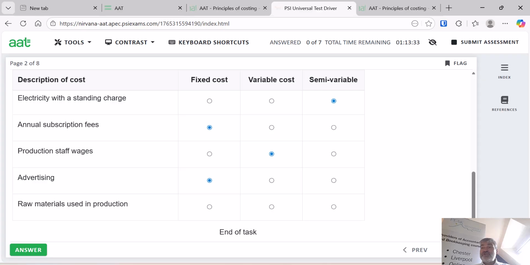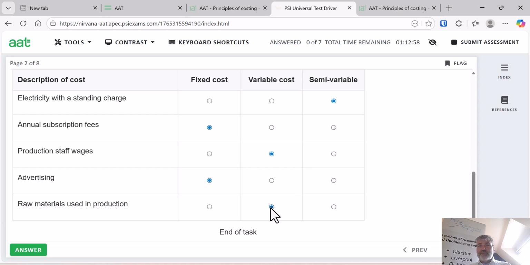Raw materials used in production, again, like the production labour cost, will be a variable cost. If we don't produce anything, then we won't be incurring any costs of materials. As we produce more and more, we're going to have to bring more materials into the business. So with the greater volume, the total cost of materials will rise. That is a typical definition of a variable cost.